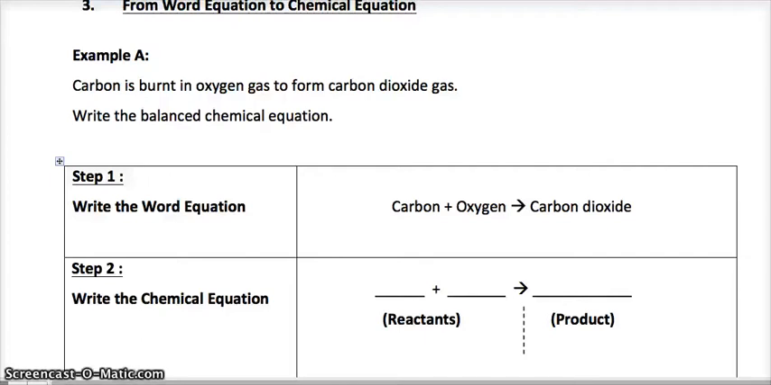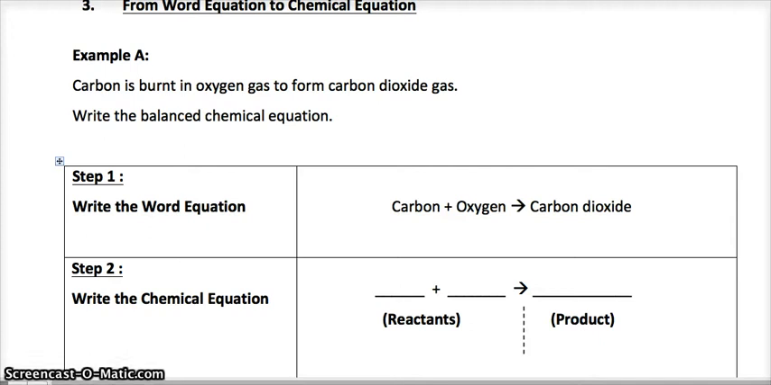Hi everyone, in this video you will learn how to construct a balanced chemical equation. Alright, so let's take a look at example A. Carbon is burnt in oxygen gas to form carbon dioxide gas.